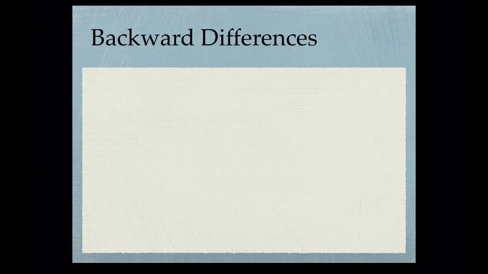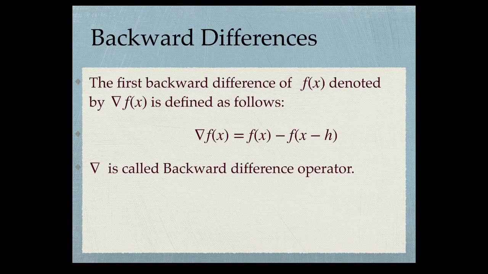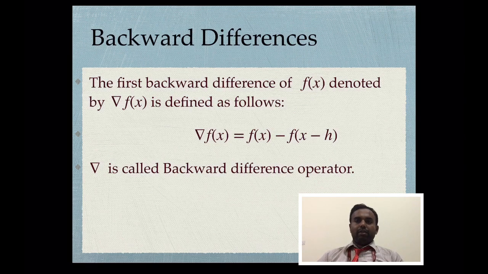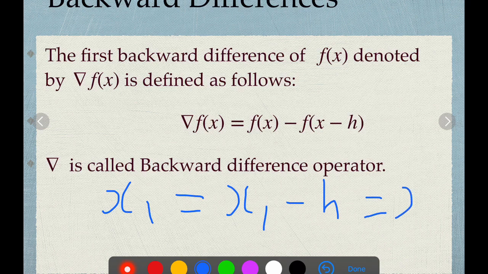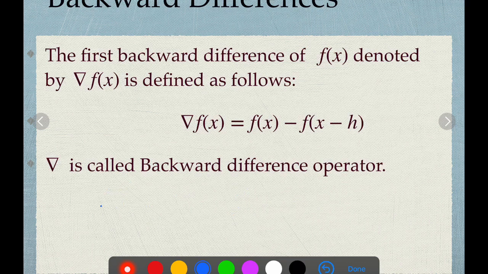In the next stage, we have backward differences. Just like the forward difference, we have the first backward difference of f of x, denoted by nabla or del operator, del of f of x, and is defined as del of f of x equal to f of x minus f of x minus h, where del is the backward difference operator. Quite obviously, if I have some x1, then x1 minus h will be x naught. In forward difference, we considered the terms from x naught. Over here, we will be starting with xn, then comes xn minus 1, then xn minus 2.